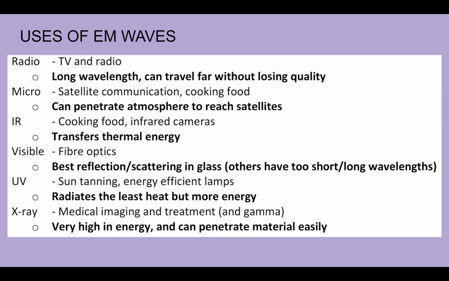Visible light waves, fiber optics, best reflection, scattering in glass. Others have too short or too long wavelengths. UV rays are used in sun tanning, in tanning beds and stuff, and energy efficient lamps. It radiates the least heat but more energy. X-rays are used for medical imaging and treatment, as well as gamma rays, whereas they are very high in energy and can penetrate material easily.